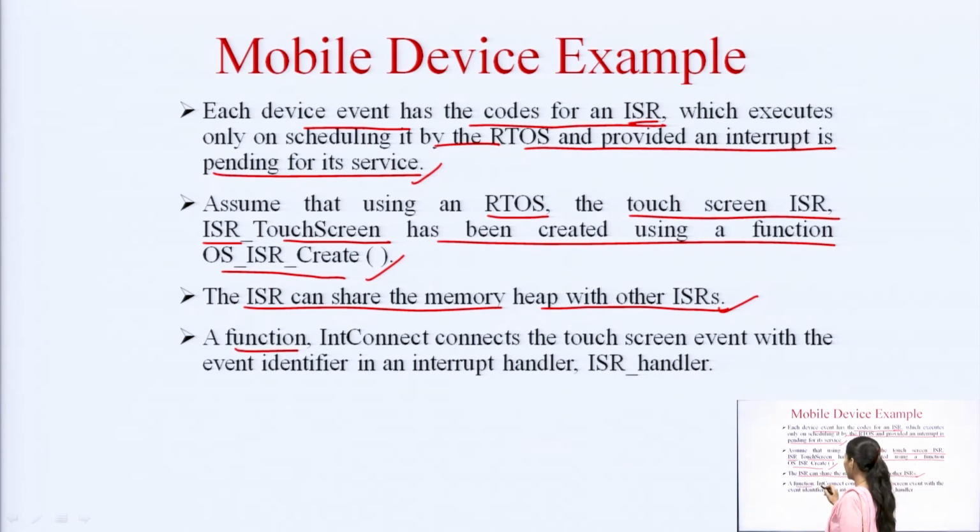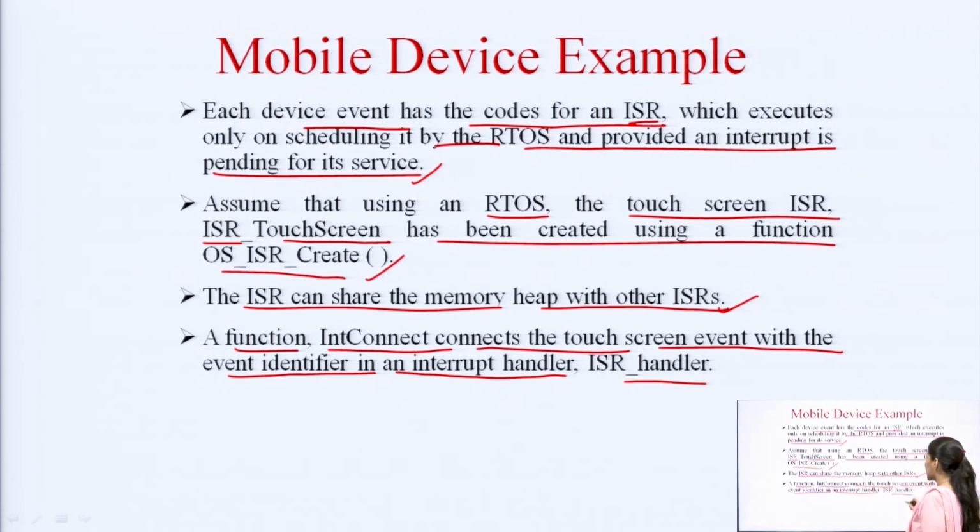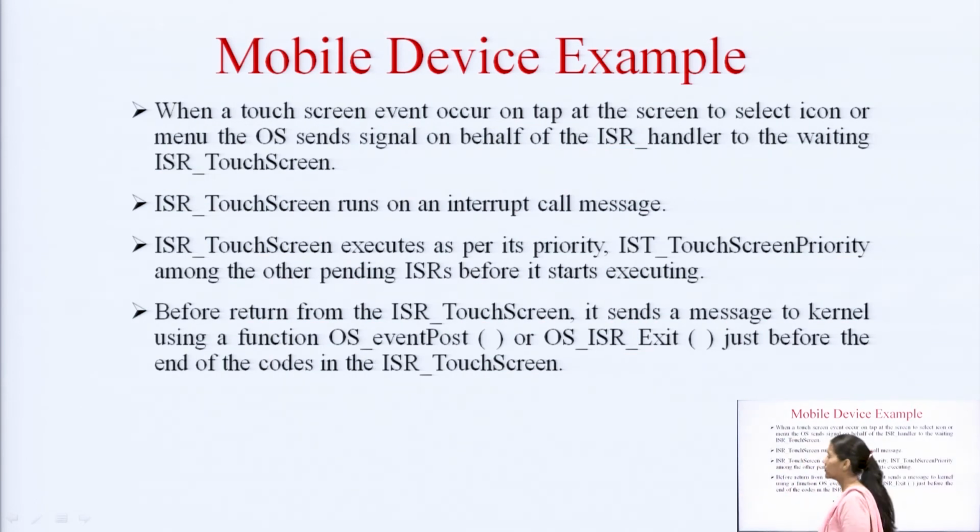A function int connects the touch screen event with the event identifier in an interrupt handler, that is the ISR handler. In this way all the functionalities are related to each other, and so we are able to let the mobile display the list of contacts or do any other work we want it to do, depending upon the nested interrupts. In this way this process is accomplished.